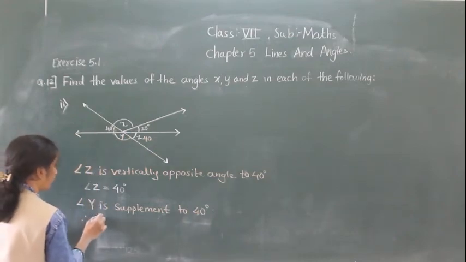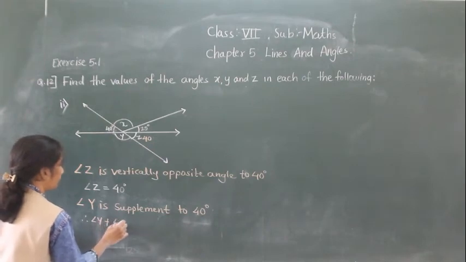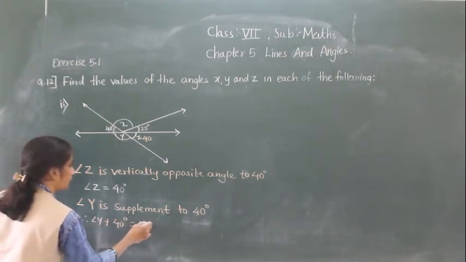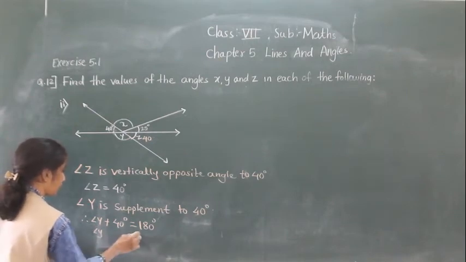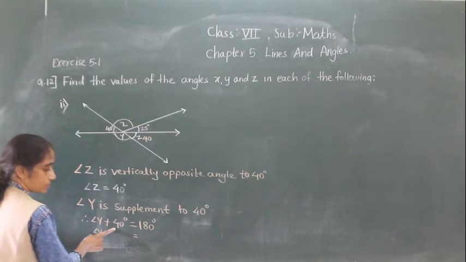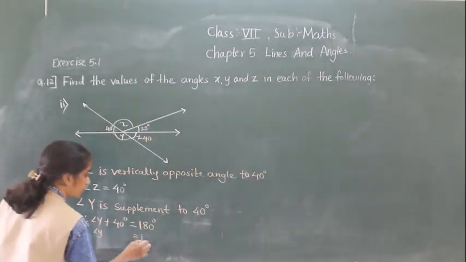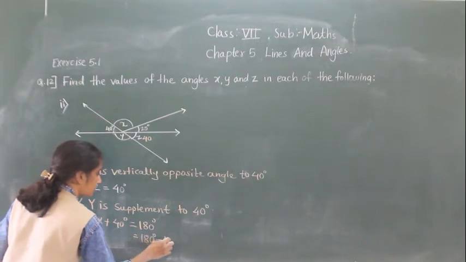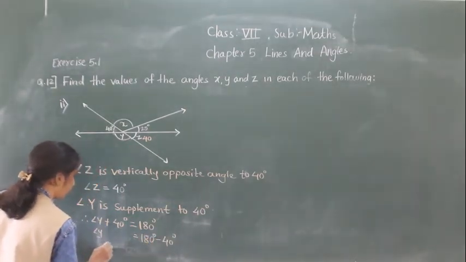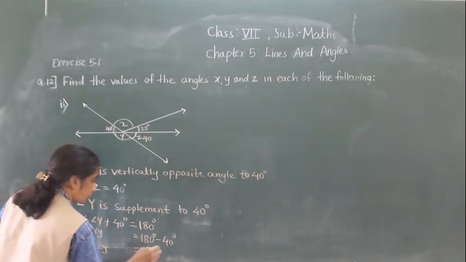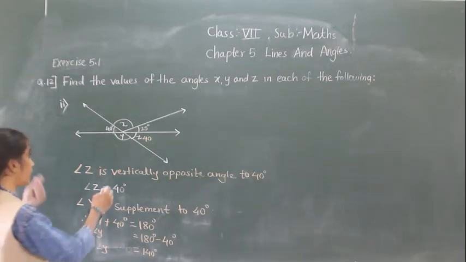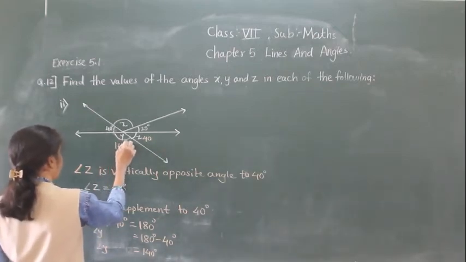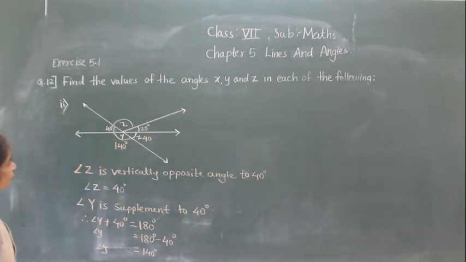Therefore angle y plus 40 degrees is equal to 180 degrees because they are supplementary to each other. So angle y is equal to 180 degrees minus 40 degrees, which is 140. Angle y we got 140 degrees.